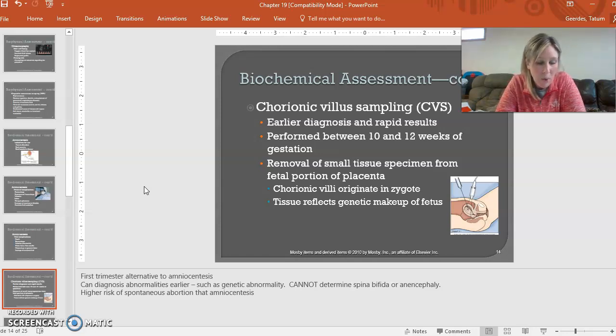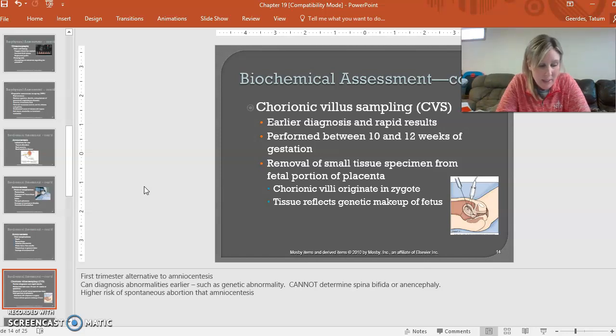And so what they do is it can either be done transcervically or transabdominally. So they can go through the cervix up into the uterus, or they can do it through the abdomen. And they remove a small tissue specimen from the fetal portion of the placenta.